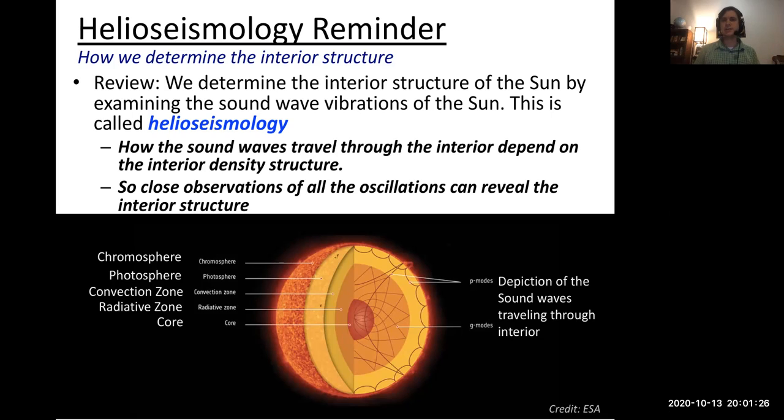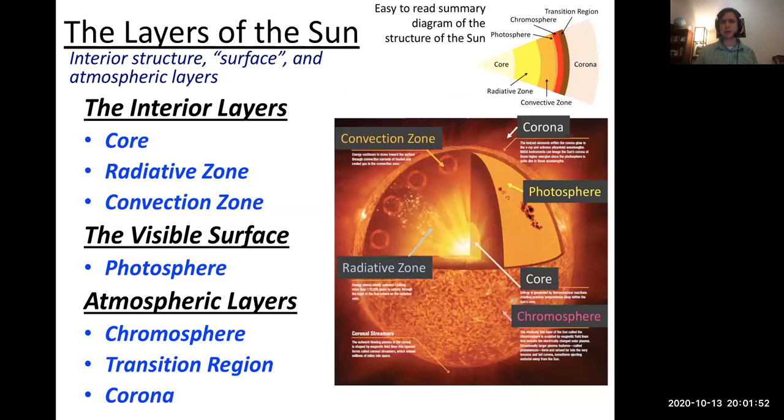And it gives us the interior density structure of the sun so that we know the interior layers of the sun and how deep they extend to, how big they are in the interior of the sun. But over this video and the next video, we will cover all the layers of the sun. So this video, we're going to go with the internal layers, the core, the radiative zone, and the convective zone. And we will end at the surface of the sun, the photosphere. We'll save the chromosphere for the atmosphere of the sun. So let's go ahead and get started.